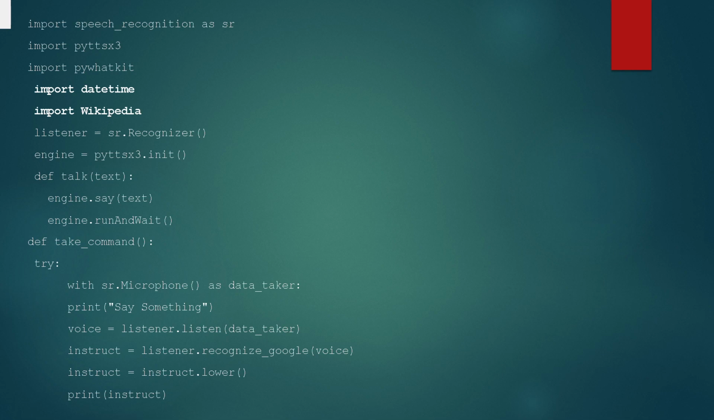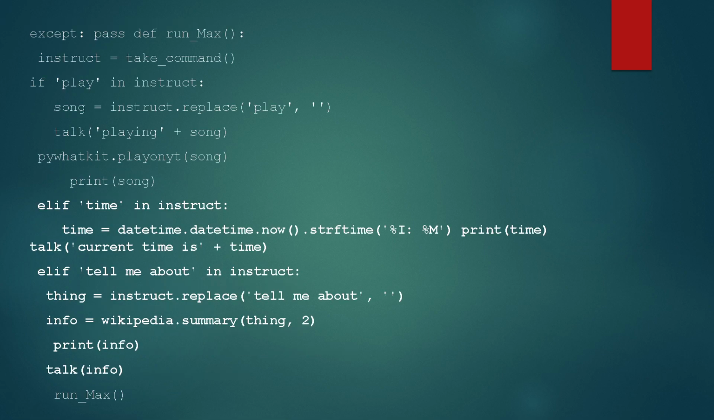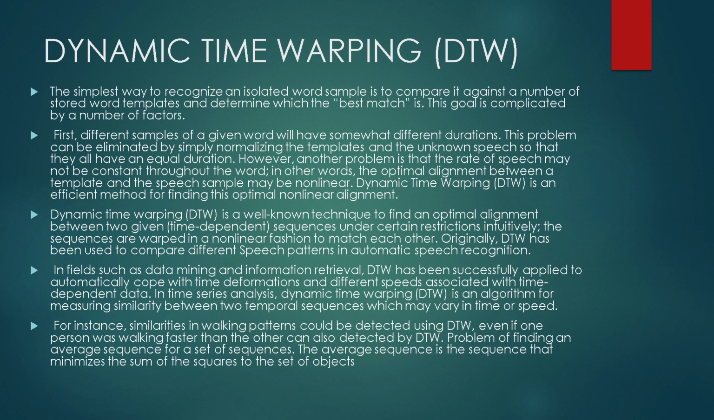So listener is equal to, all the things that I've said before are the same, up until we use, okay, play in instruct song. If we want to play a song, it will also be extracted through Wikipedia. Elif time: if you want the time, it will print the exact time, it will synchronize the time of the system, and it will produce the time that you want. Elif tell me about: tell me about is basically the thing about Wikipedia that you want to search, that will also be available. So all these things.